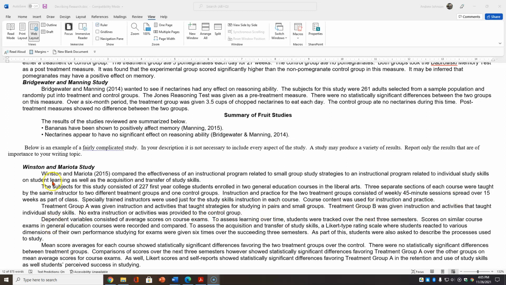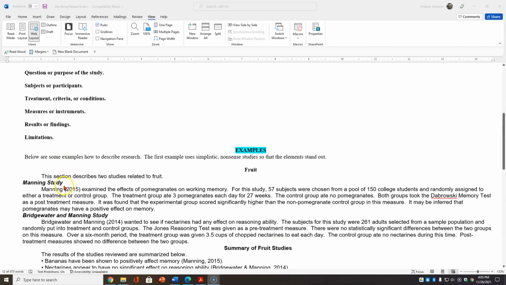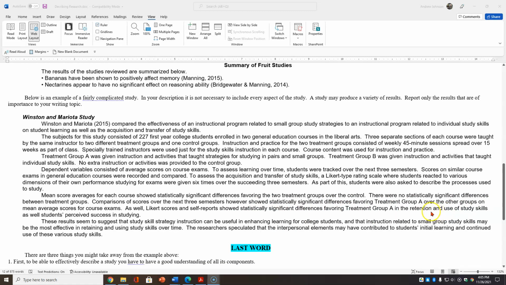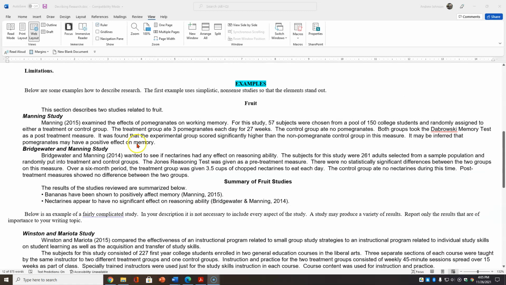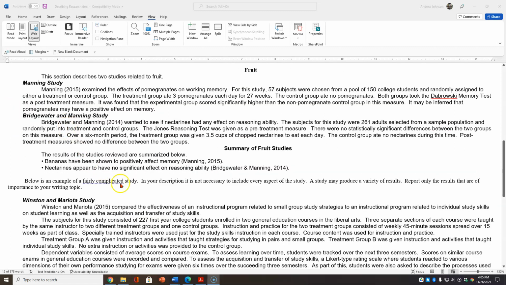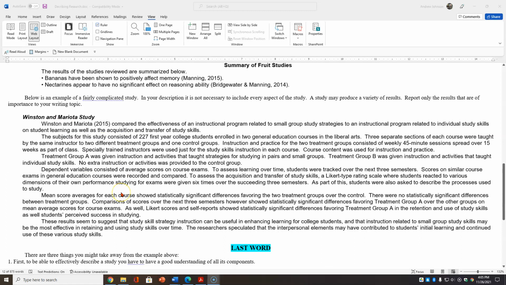Now, the dependent variables, measures or instruments. Dependent variables consisted of average scores on course exams to assess learning over time. Students were tracked over the next 3 semesters. You get the idea. This is how you do it. And then the results or findings. And then any limitations.